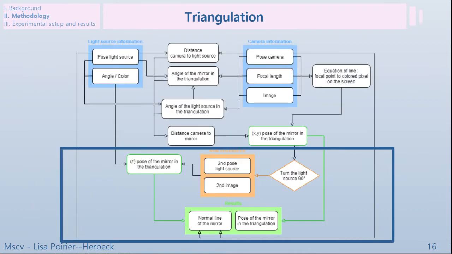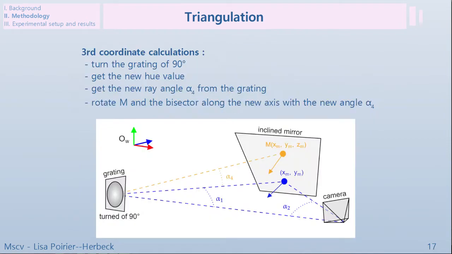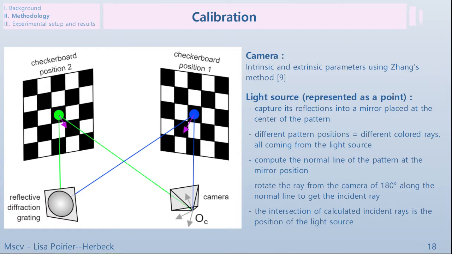We can get the third axis, so the 3D coordinates of M, with the second part of the algorithm. To do this, we need to turn the grating by 90 degrees, get the new hue value captured by the camera, and get the new ray angle alpha 4 from the grating, and we rotate the point M and the bisector along the new axis with the new angle alpha 4. Following this procedure, we can get the 3D coordinates of M, the reflection point in the mirror, and the normal line at this point. So this was the concept of our system.